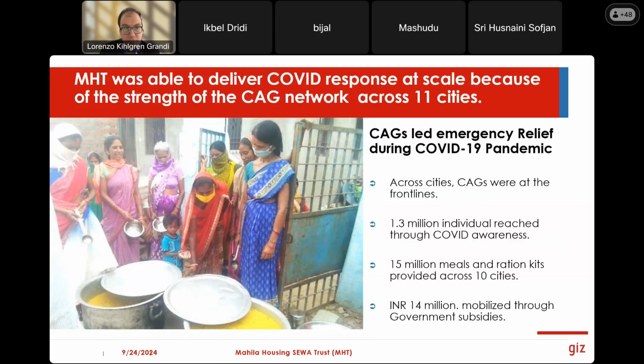And you can see the impact in COVID. We reached 1.3 million individuals. Our staff couldn't travel, but they were the change agents in their settlements, and we just connected them to the donor or the private sector, and they organized everything in their own settlements. You can see the huge numbers we reached within a very small time.